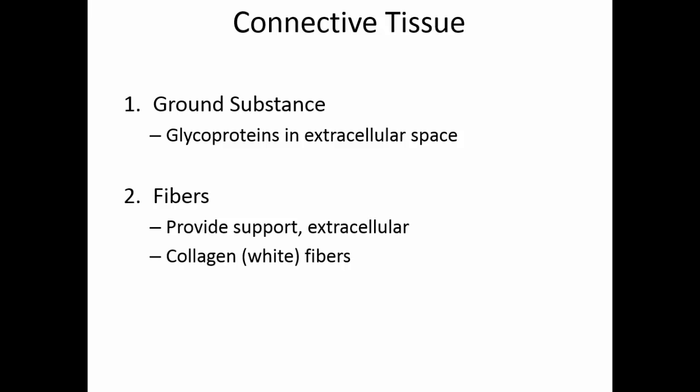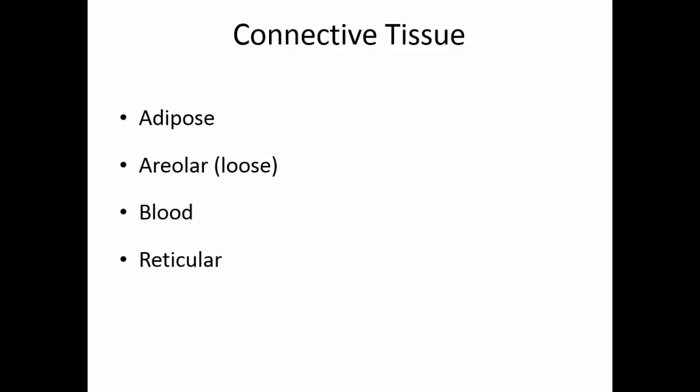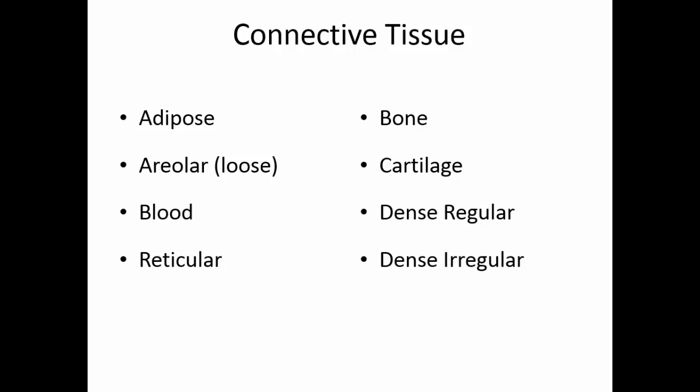Collagen fibers, sometimes called white fibers, are very tough. They have a lot of tensile strength. Elastic fibers, sometimes called yellow fibers, are stretchy. And reticular fibers are collagen-type fibers, but they're thinner and they're branched. There are several types of connective tissue: adipose, areolar or loose connective tissue, blood, reticular connective tissue, bone, cartilage, dense regular, and dense irregular. We will only look at a few of these in this lab. Some of these others we will see in later labs.